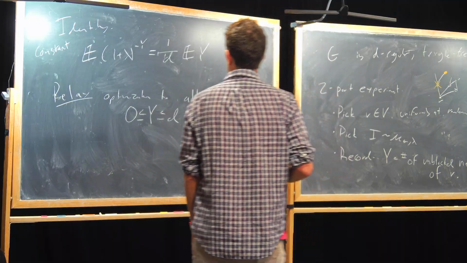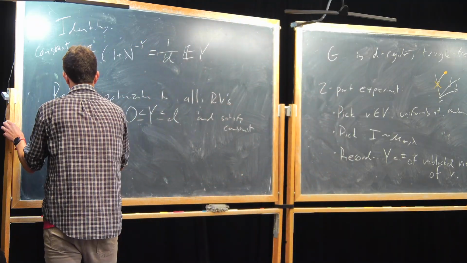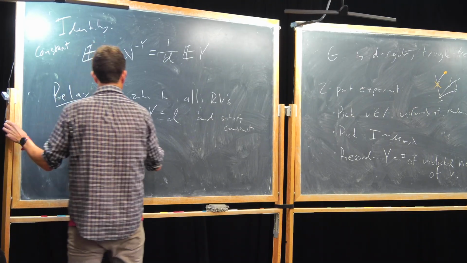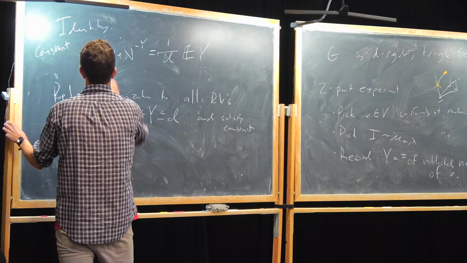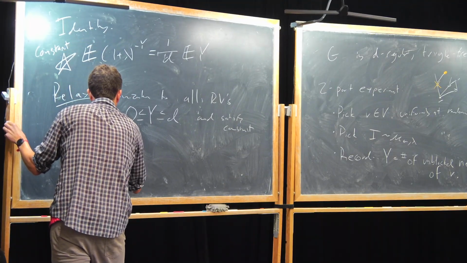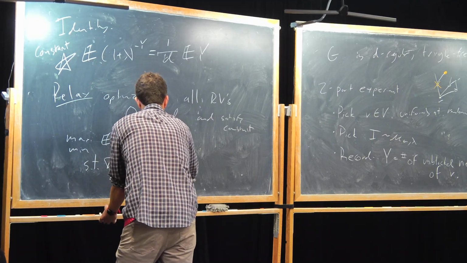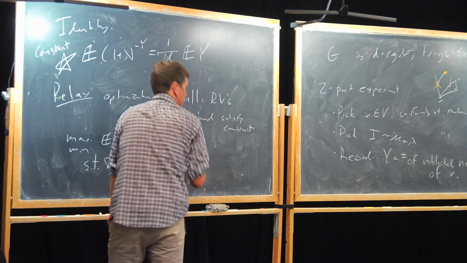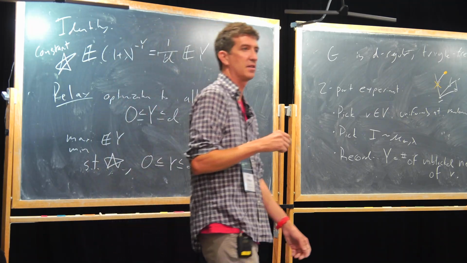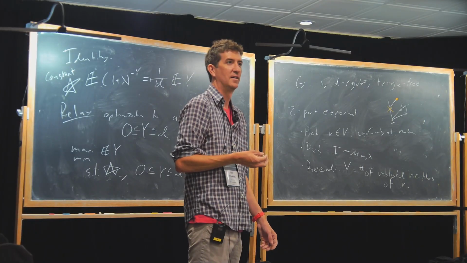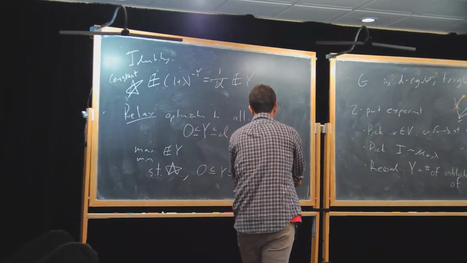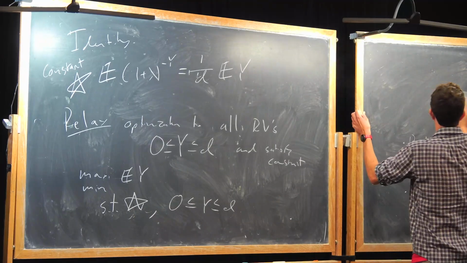Okay, so this is the optimization problem, right? We want to maximize or minimize expectation of y subject to this constraint. Maybe I'll call it star. Star holds, and y is between 0 and d. Okay? So which do you want to do first? Maximization or minimization? Okay, let's do minimization first. No one shouted. So minimization is quite easy.